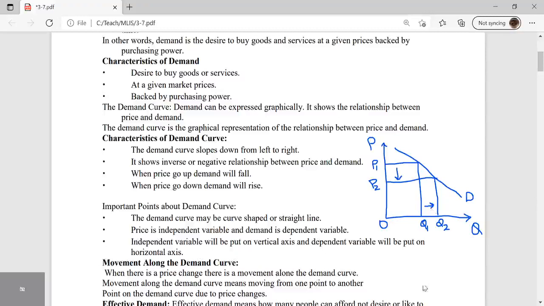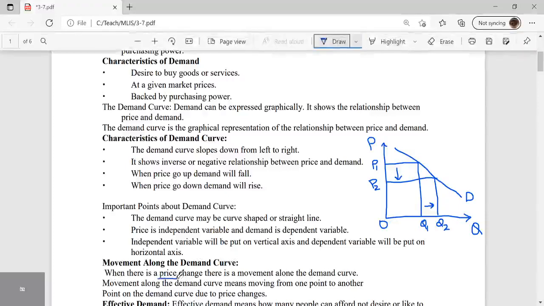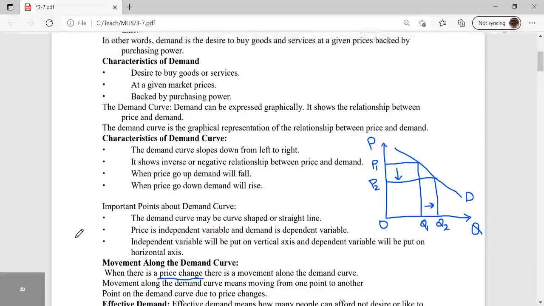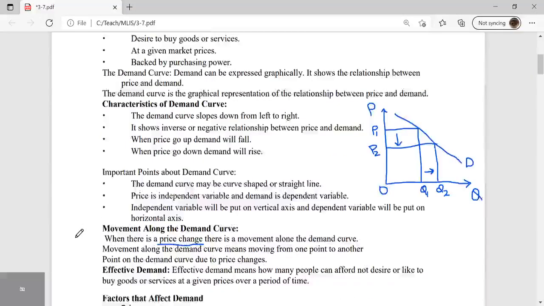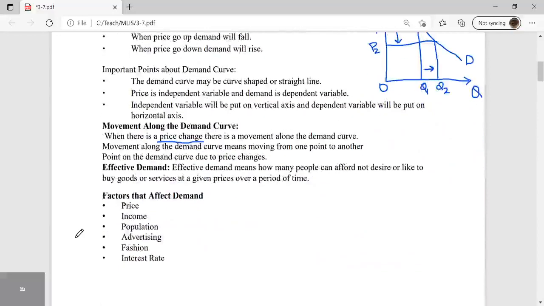Next, what we have here is the change in the demand curve. The change in demand curve is of two types. When the price is changing, this is known as movement along the demand curve. But when non-price factors change, that is, any factor other than price, this will lead to a shift of the demand curve.